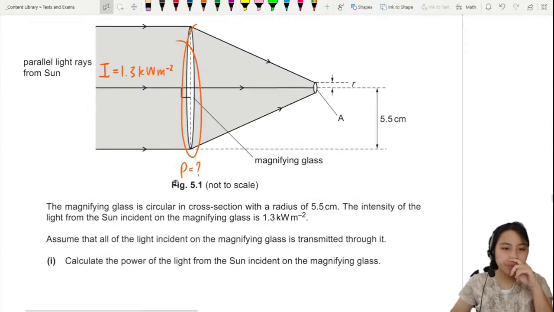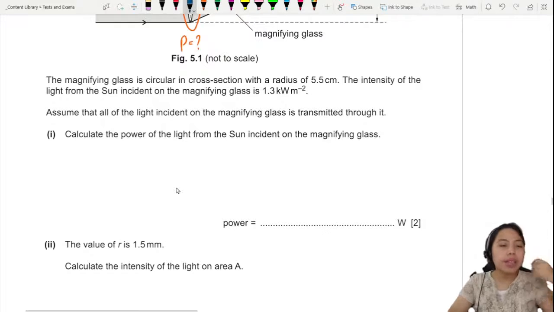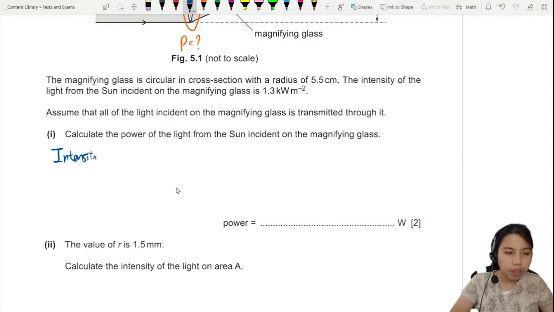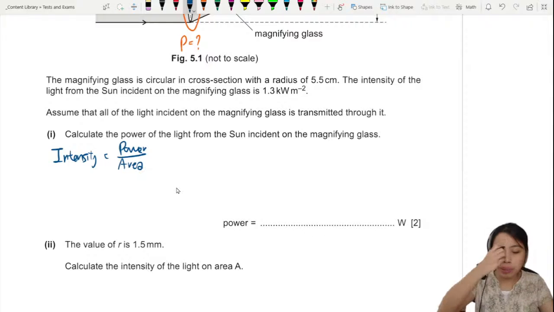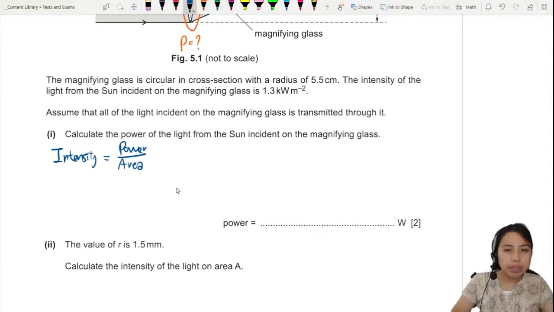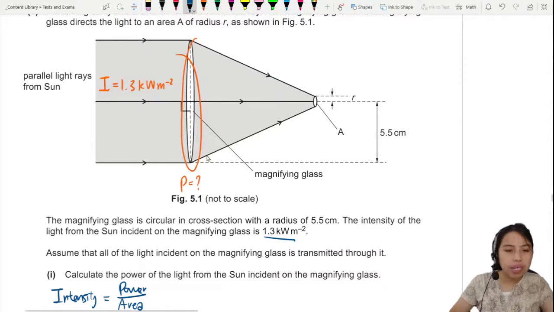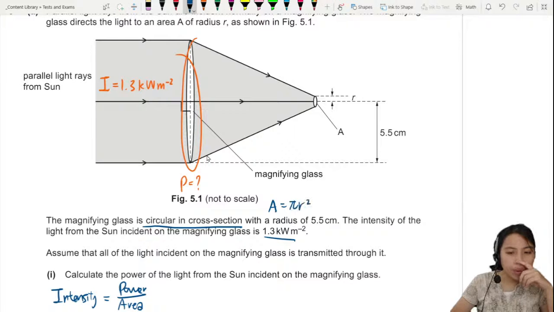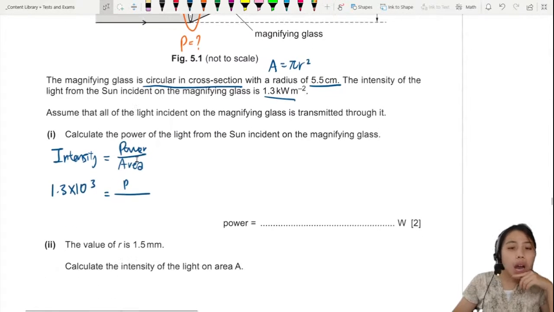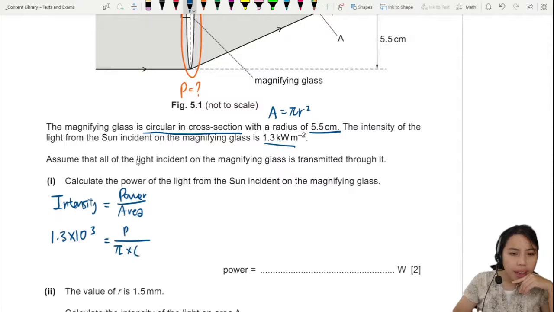And the equation here, which is actually in the waves chapter, is the intensity is power per unit area. Power over area. Okay, there we go. So we know the intensity is 1.3. Let's write that down. Power, don't know. Area. What's the area of our lens? Circular in cross section. So we need an area, probably pi r squared with the radius given. So we go pi r squared. Please convert your cm, okay? So times 10 to the negative 2.